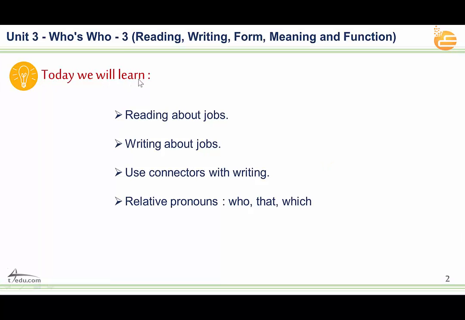First of all, today we will learn number one, reading about jobs. Number two, writing about jobs also. Number three, use connectors with writing. Number four, relative pronouns: who, that, and which.